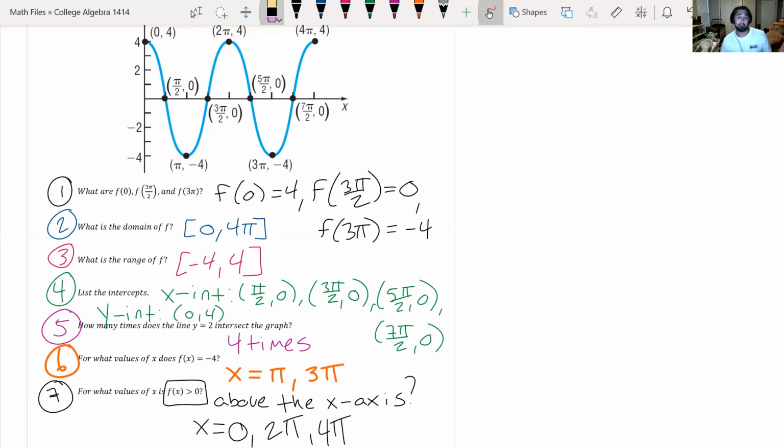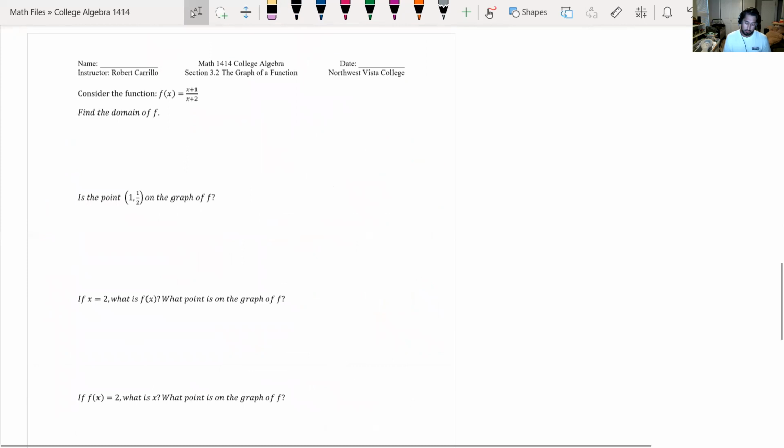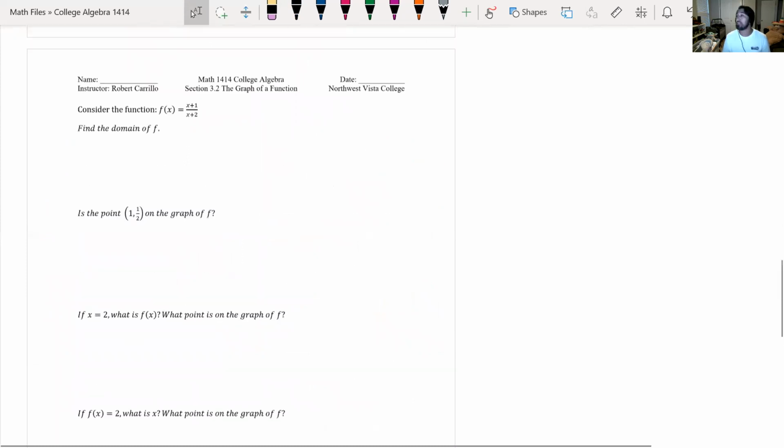And that's it. That's how you read a graph. That's how you can obtain information from the graph. Okay, perfect. Next one, which is the last one for 3.2. Told you, short, 3.2, nice and sweet. All right.